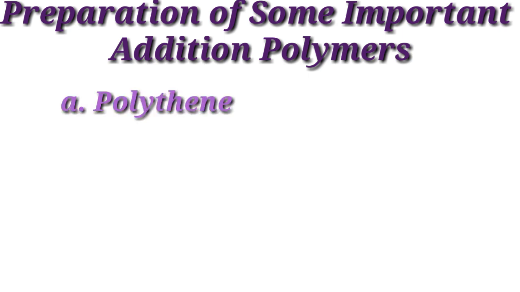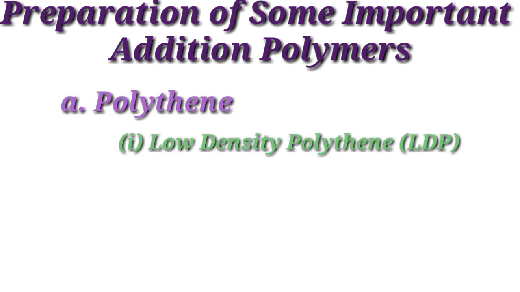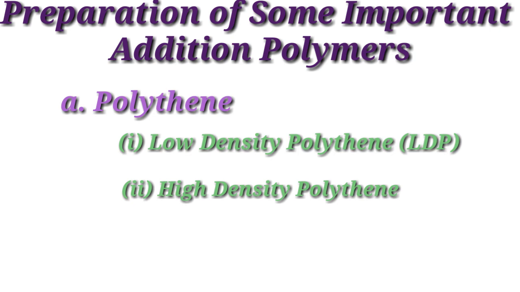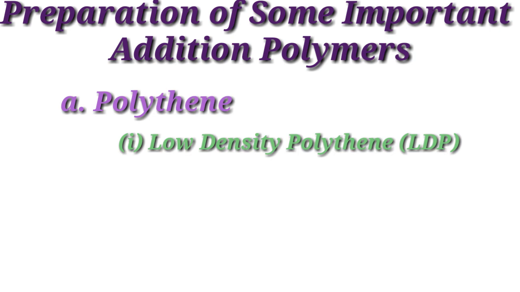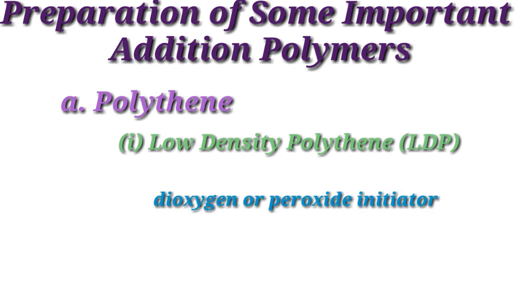Polythene. There are two types of polythene, low density polythene and high density polythene. Low density polythene is obtained by the polymerization of ethene under high pressure of 1000 to 2000 atmospheres at a temperature of 350 Kelvin to 570 Kelvin in the presence of trace of dioxygen or a peroxide initiator.